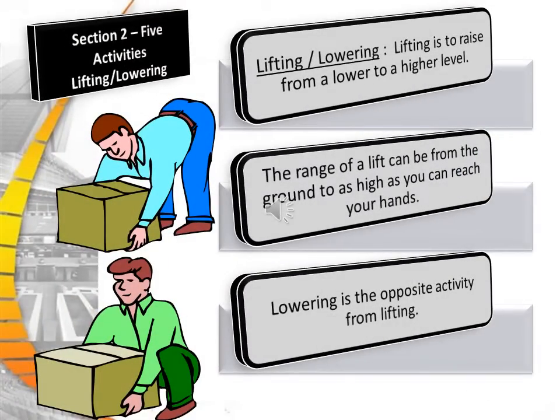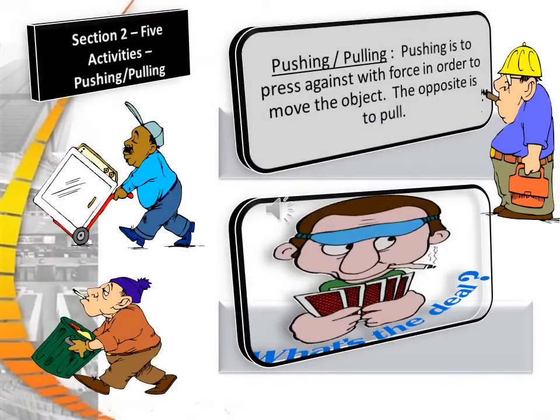Lifting and lowering is defined as lifting to raise from a lower to a higher level. The range of the lift can be from ground to as high as you can reach from your hands. Lowering is the exact opposite activity from lifting. Pushing and pulling. Pushing is to press against with a force in order to move the object. The opposite is the pull.